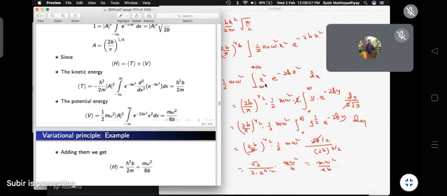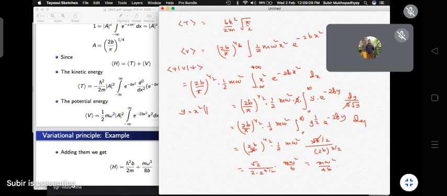Again, I have missed a half factor or root by half m omega square x square. So the half m omega square, and then a factor of 2 comes from here. Root 2 to cancel out.